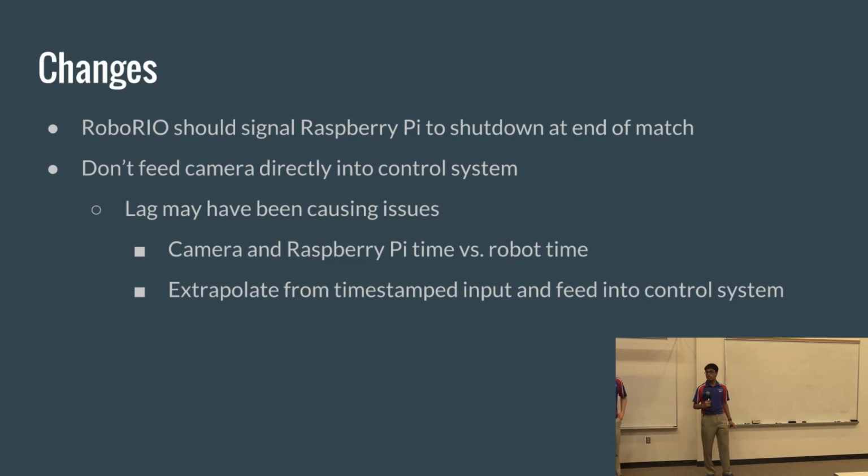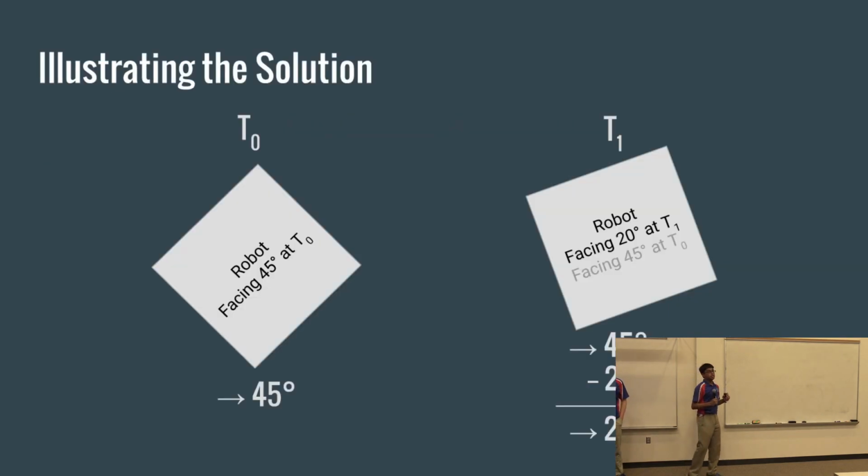Fourth change is that we want to not feed the camera input directly into our control system. What we mean by this is that this year, lag may have been causing issues for us because network delays would mess up the timing of our commands and cause hunting. So this illustration kind of demonstrates what we're talking about.